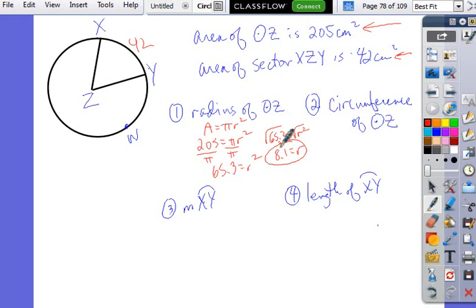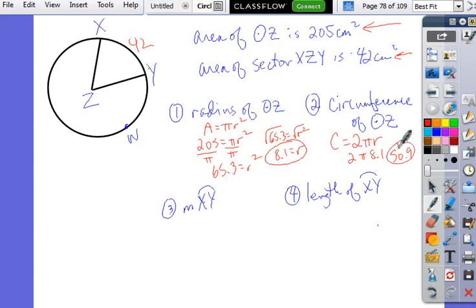Well, now it's saying circumference. How do we do circumference? What's the formula for circumference? No, that's 2 pi r. Circumference is 2 pi r. Well, I just found what R was, so all I got to do is 2 pi times 8.1. What is it? 50.89.